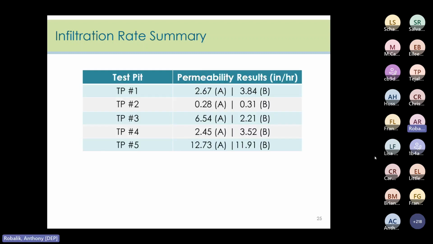And here's the infiltration rate summary. We're not going to go through every one like we did with the test pits, but here are the results for all 5 test pits. We see that in 4 of the 5 test pits, there are no problems with the infiltration rates. Those 4 are all above the minimum allowed tested permeability rate of 1 inch per hour. But actually, in test pit number 2, for some reason, we get a much lower permeability rate. And this rate is actually too low for an infiltration basin.